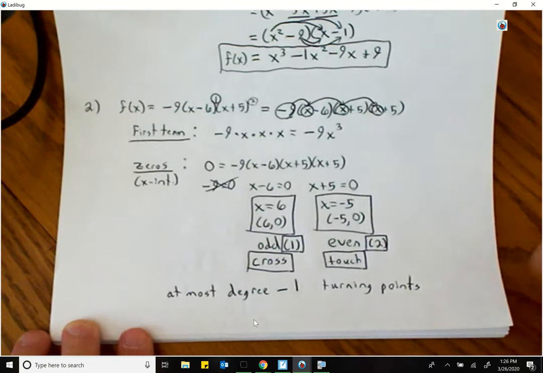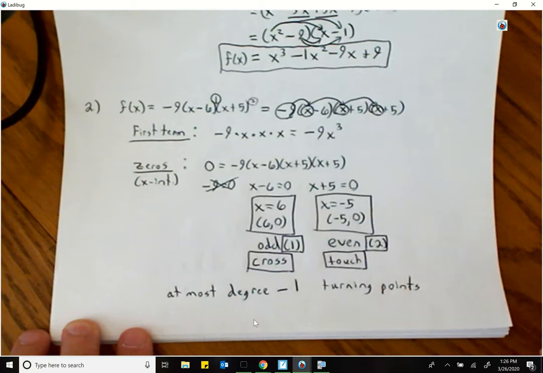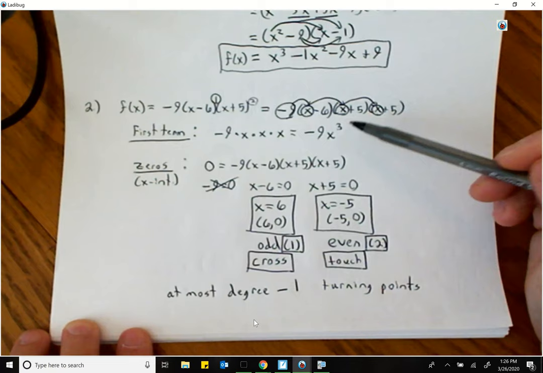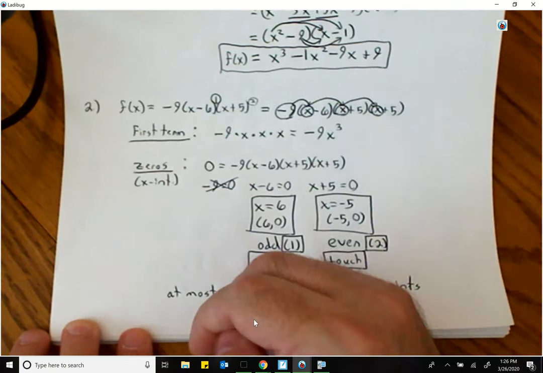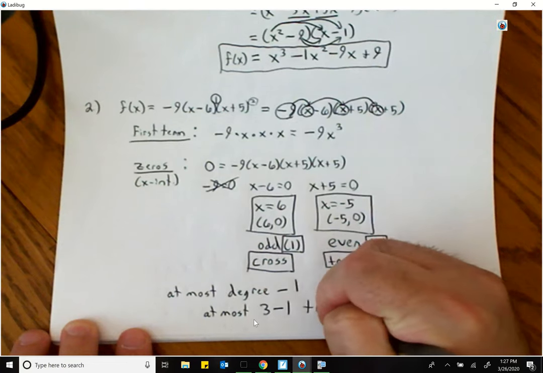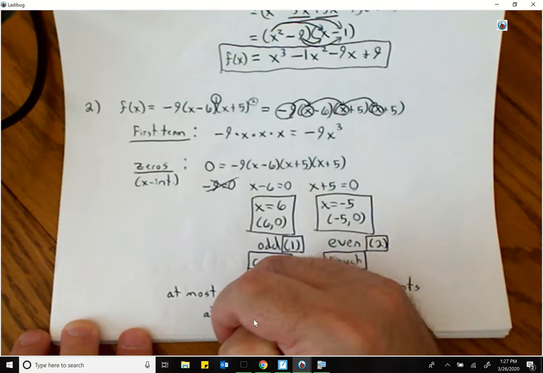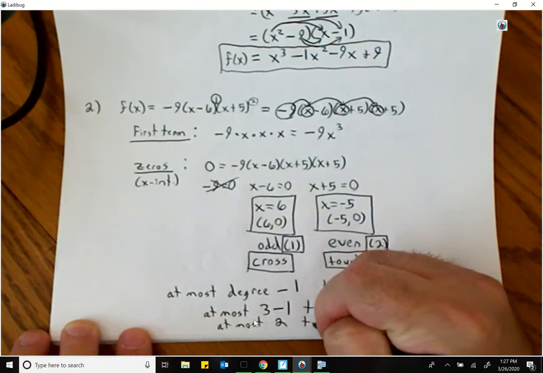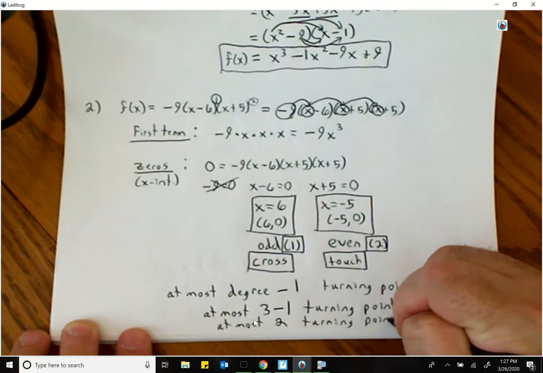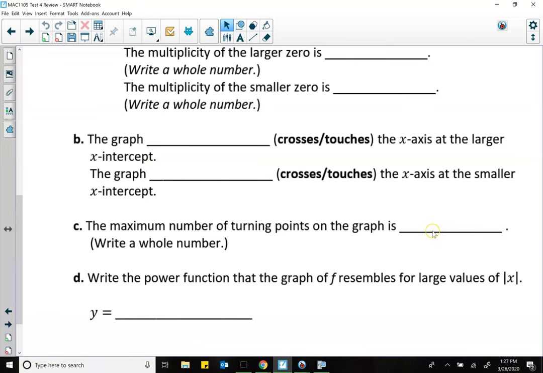Okay, so this is why we have that first term here, because the first term is going to hold the degree of the polynomial. Degree, again, is the highest power. What's the highest power of our polynomial? It's going to be 3. So this polynomial will have at most 3 minus 1 turning points, or in other words, it will have at most 2 turning points. So in that blank on our review, you would put the number 2. That's the maximum number of turning points.